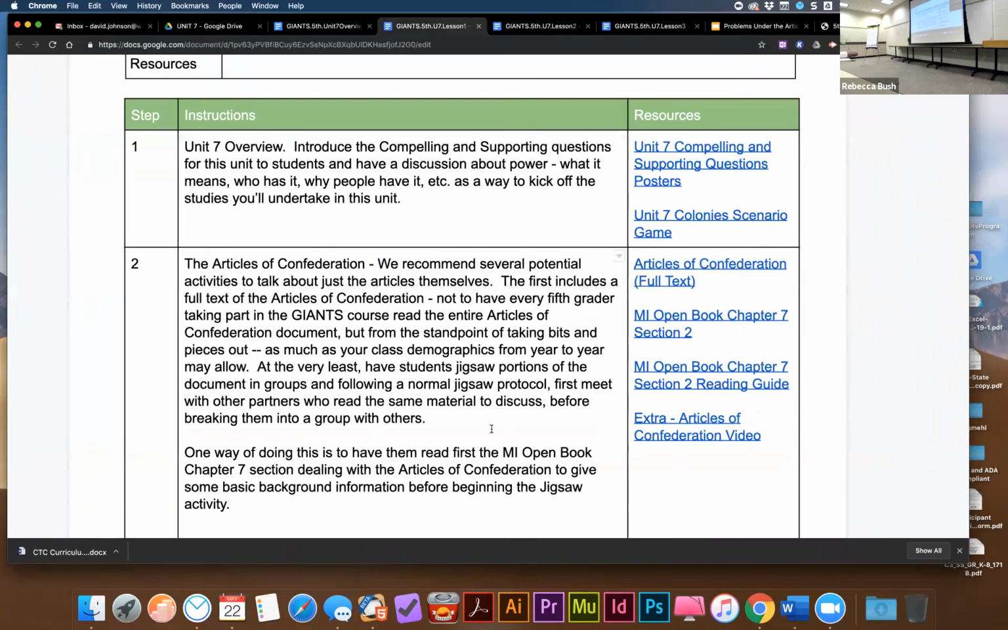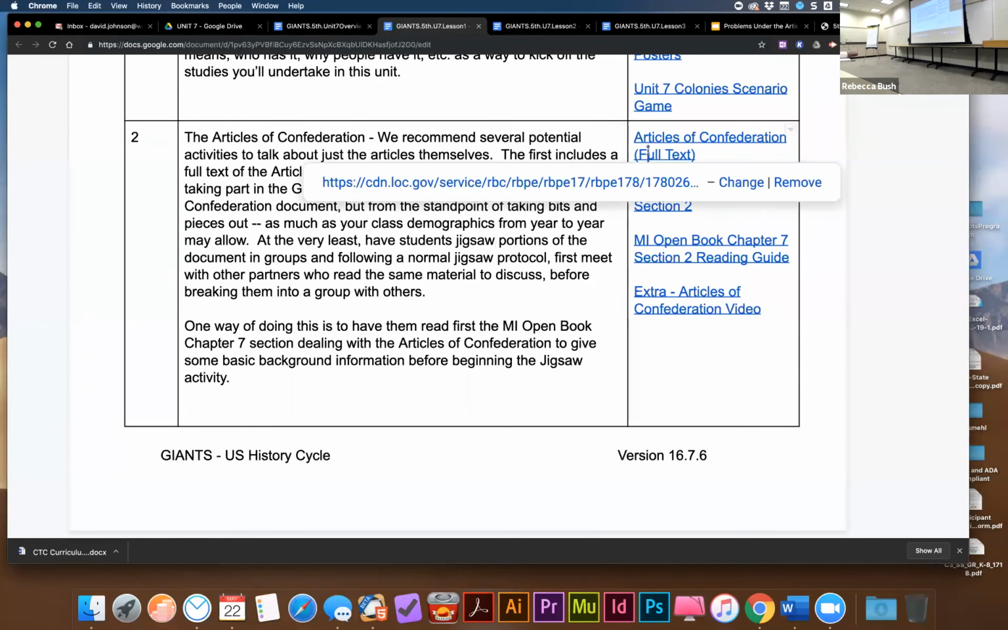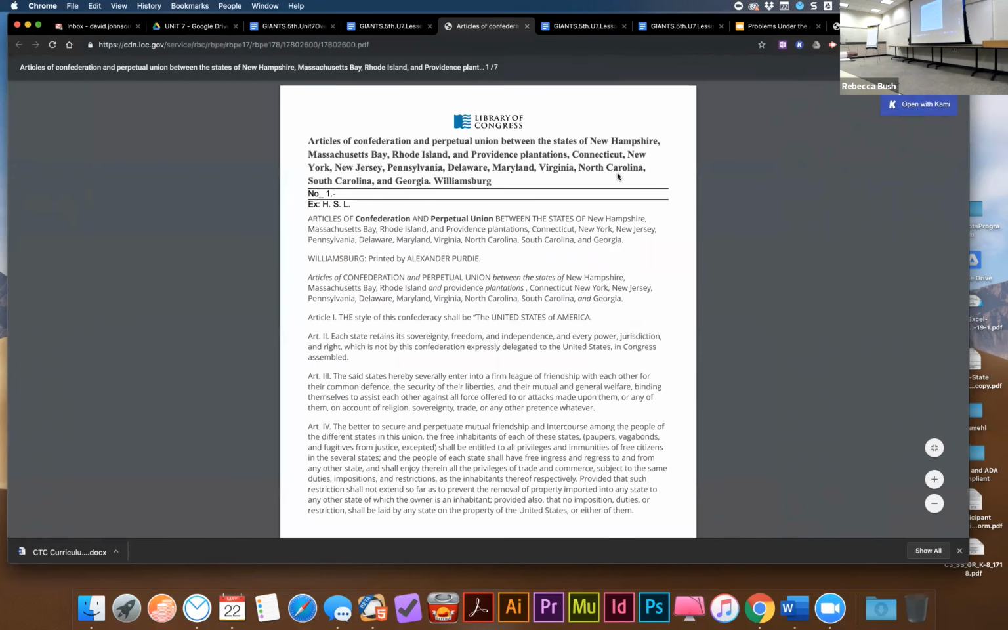As far as what comes next, as far as the articles themselves go, I went through 12 different avenues before I decided on this one. I've actually pulled out from American Memory the actual text of the Articles of Confederation. It's not long. It's a little bit longer than you would want any 5th grader to read all on their own. And so what I ended up doing, Becky and I discussed this a little bit.